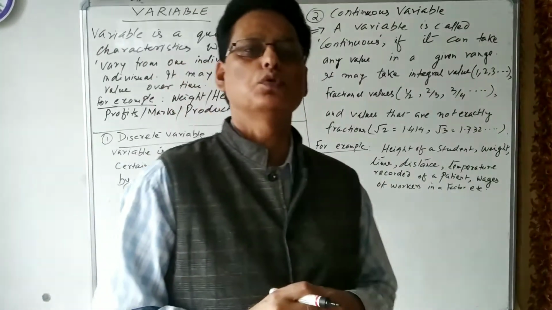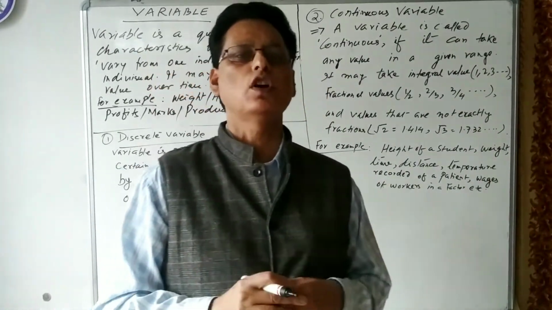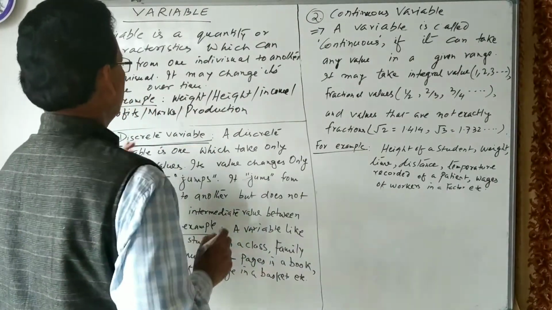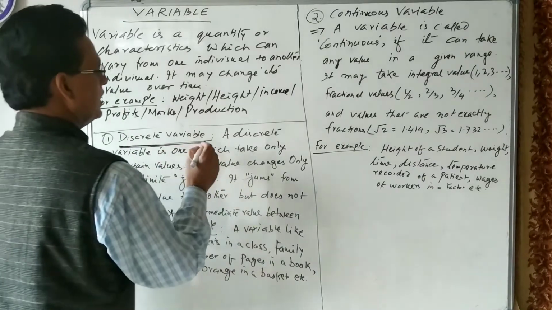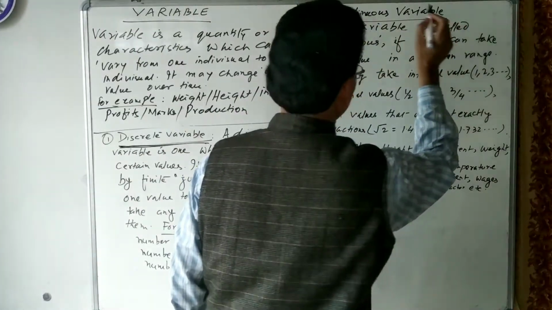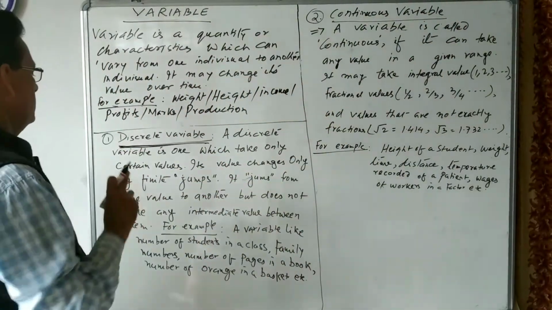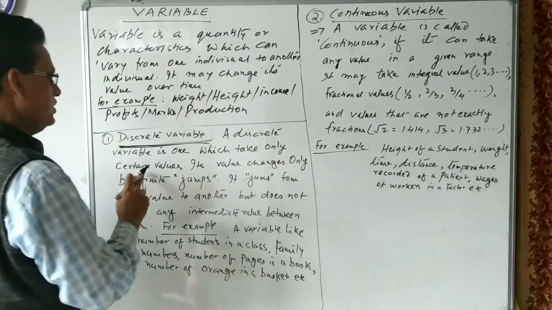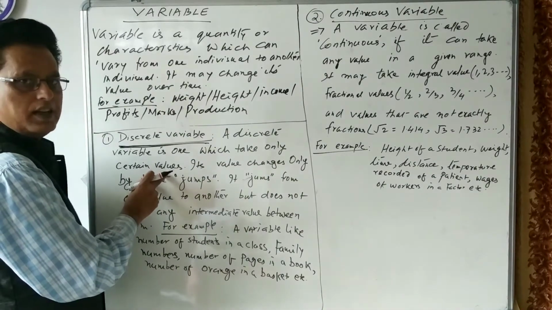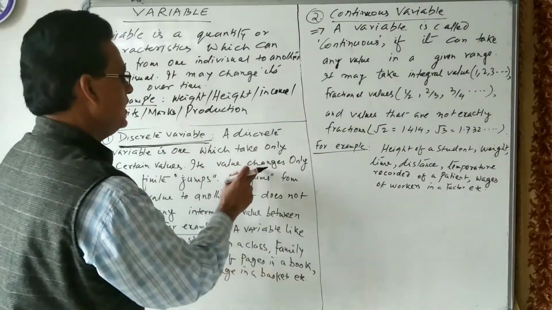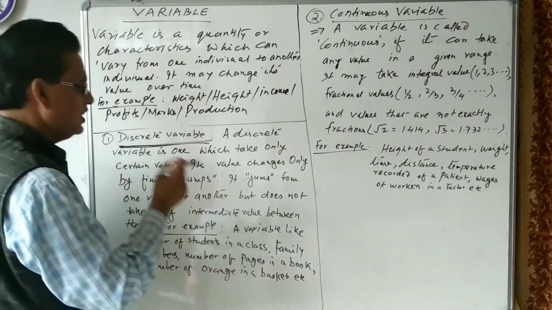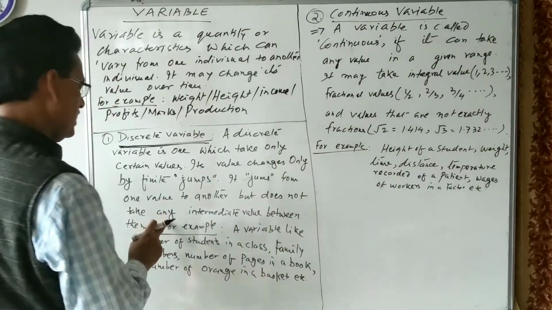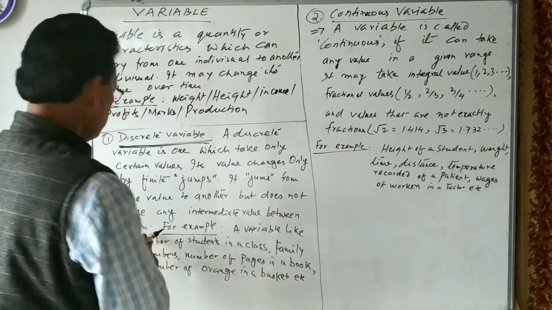So there are two types of variable. One is called the discrete variable. Another one is called the continuous variable. Let us see what a discrete variable is. A discrete variable is one which can take only certain values. Its value changes only by finite jumps. It jumps from one value to another but does not take any intermediate value between them.